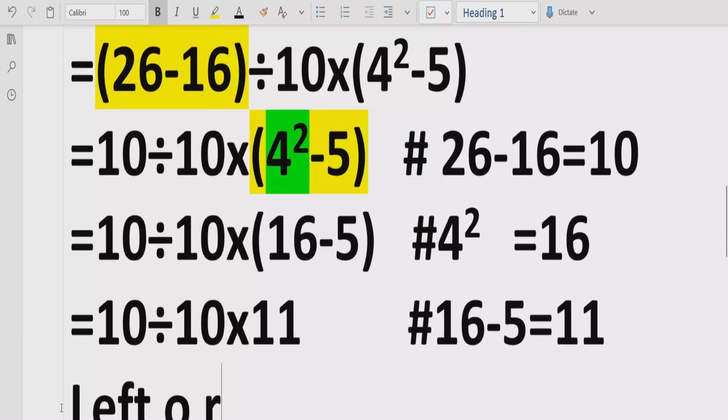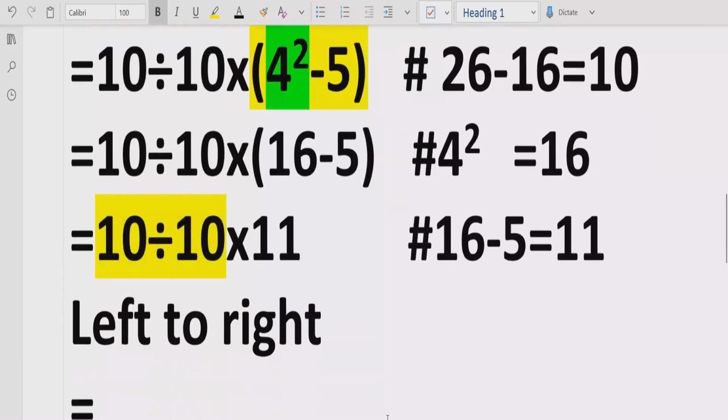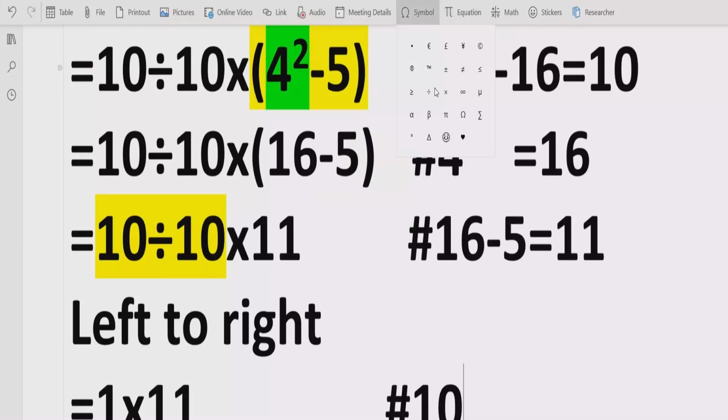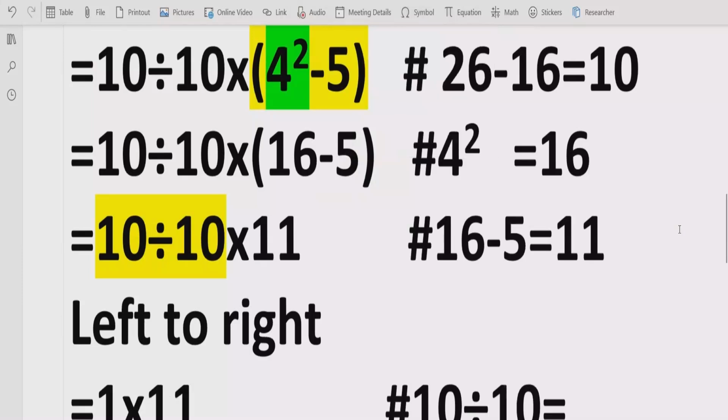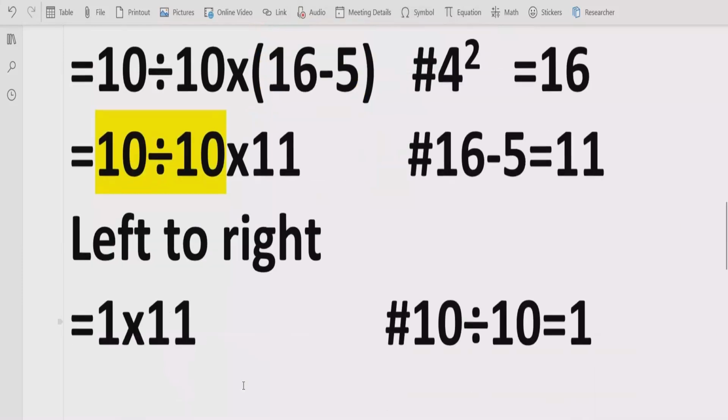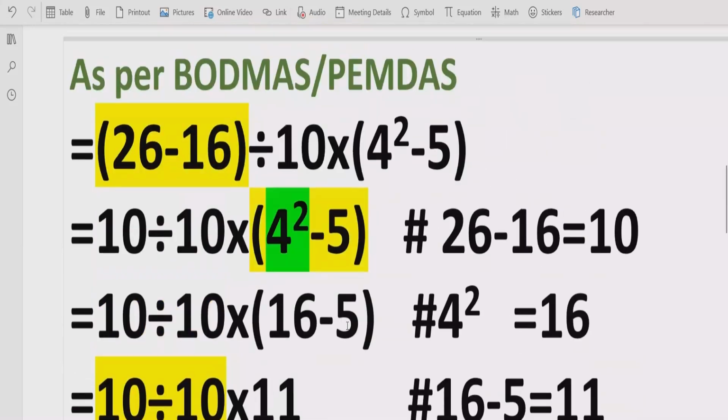Now move forward left to right in our expression. This one we will solve now. So now 10 divided by 10 equals 1. Multiply by 11, we will write as it is. And here we will give the reference 10 divided by 10 equals 1. Now we have two terms which are multiplying each other, which is 1 multiplied by 11, you can say 11. So the answer of the given expression is 11.